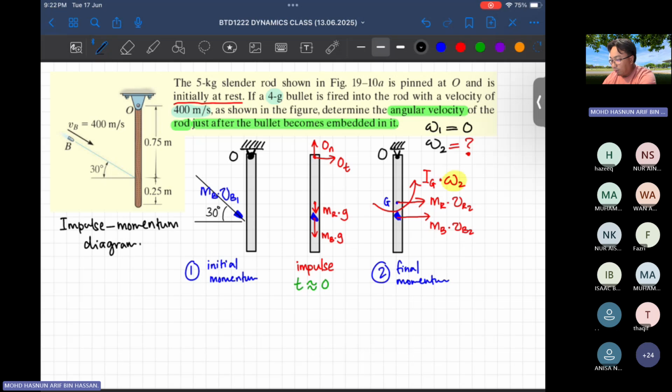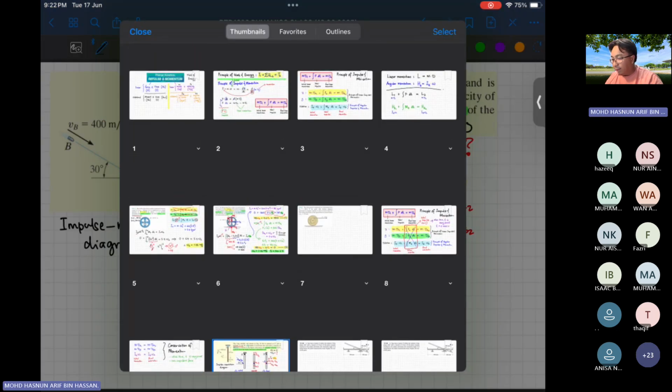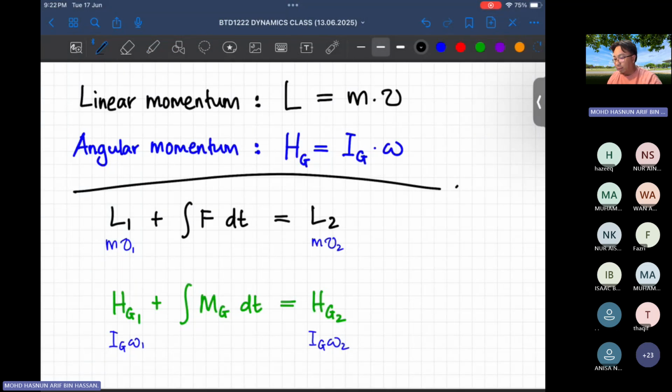Okay, so we can now write down the equation to calculate this, which is we have a few momentum here. So we need to write using the symbol H, which is used to indicate angular momentum. In the previous class, I have shown that angular momentum is indicated by symbol H. So when people write H, it means that this is Ig omega. So for linear momentum, we use the symbol of L.